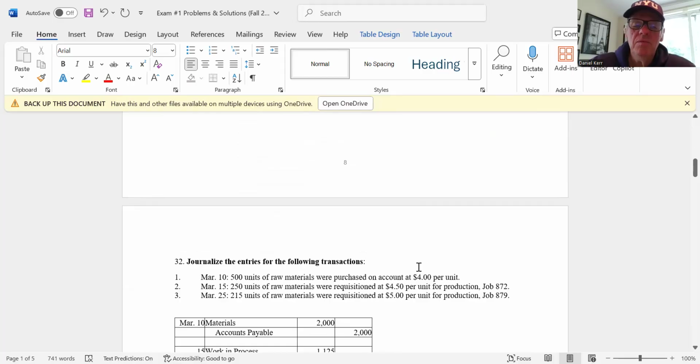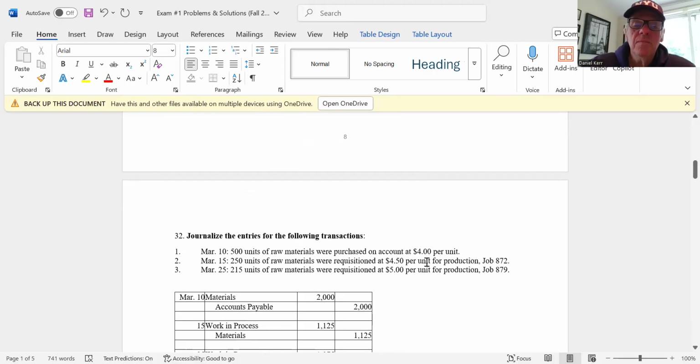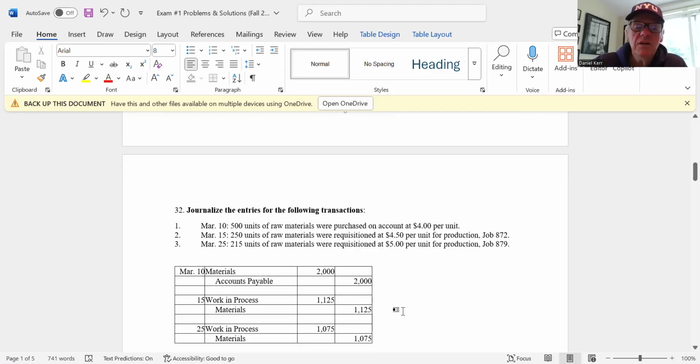Second one was pretty simple. We just wanted the journal entries there. So, journal entry to record stuff purchased on account: 500 units times 4 is 2,000. Debit materials, credit accounts payable. March 15th, 250 units of raw material requisitioned at $4.50 a unit. So 250 times 4.50 gives me 1,125. So debit work in process, credit materials.